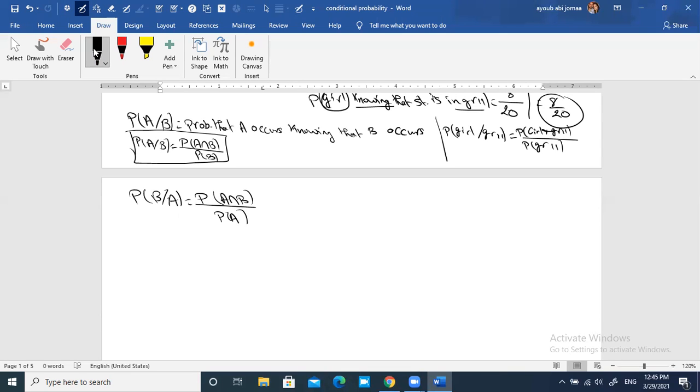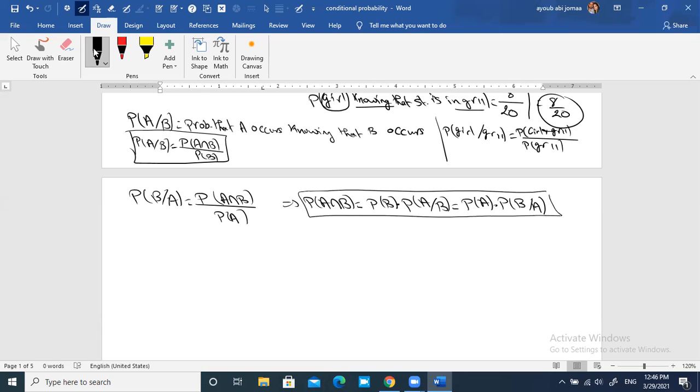From these two, I can deduce the probability of A intersection B, if you use the cross product. It's probability of B times probability of A given that B, and at the same time it is probability of A times probability of B given that A. This is the probability of the intersection. And here, of course, we are writing rules depending on what is given.